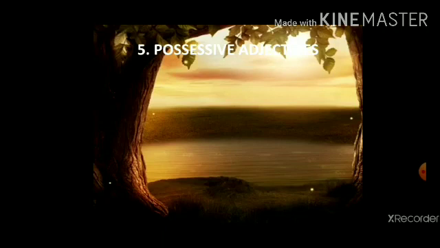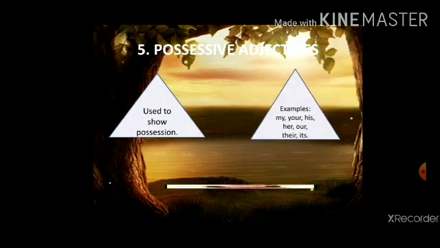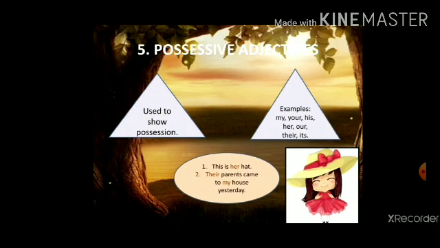Now the fifth one is possessive adjectives. As the name indicates, possessive adjectives are used to show possession. If I say this bag is mine, so whose bag is this? Mine. Mine is the possessive adjective in this example.